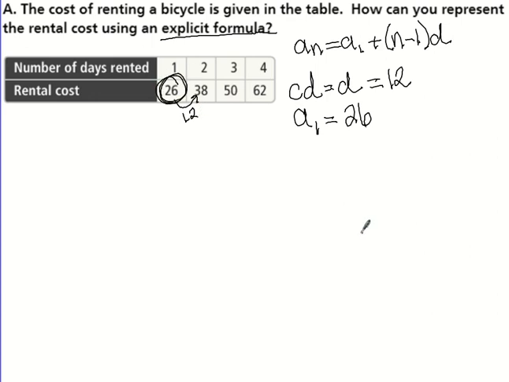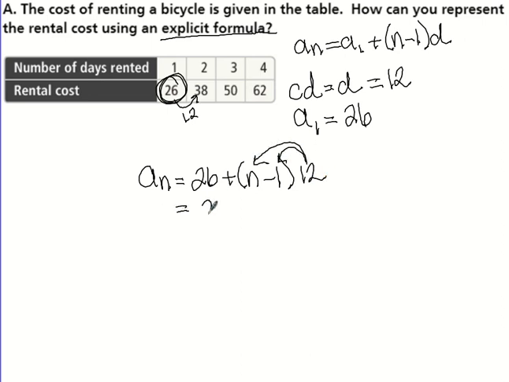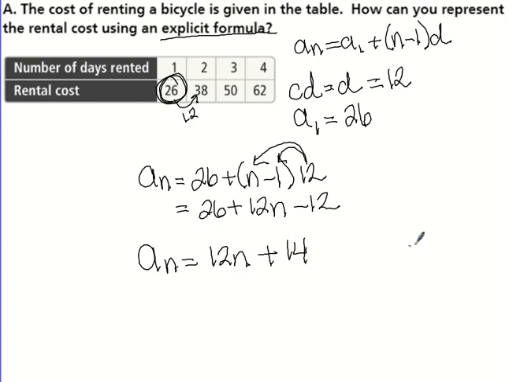Okay, so now take that information and see if you can fill it into our explicit formula and write the explicit formula. Pause, try it, and let's see if we get the same thing. So we should do a_n equals 26 plus parentheses n minus 1 times 12. And then we should have distributed here by 12. So we get 26 plus 12n minus 12. Clean it all up, and we get a_n equals 12n plus 14. And there's your explicit formula. So the main things are: what is a_1 and what is the common difference. Those are the main things we always want to look for.